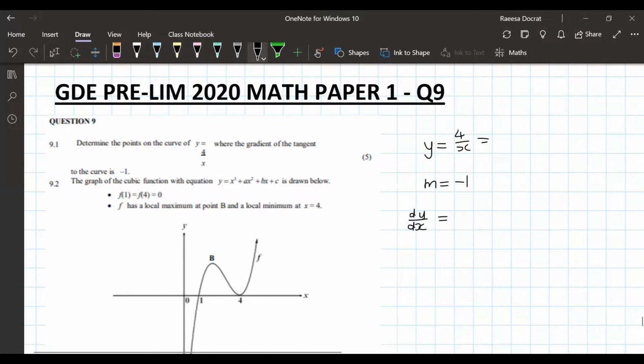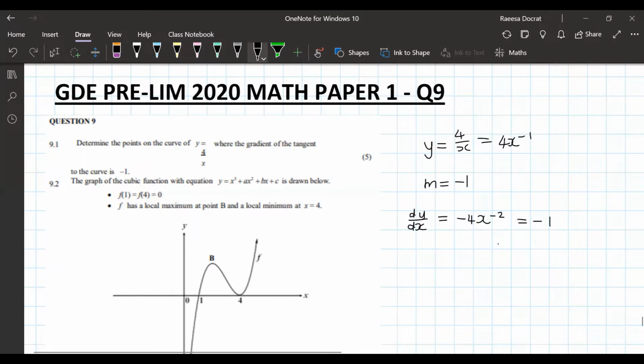So this here I can write as 4 times x to the power of -1. And when I use my rules, I get -4x to the power of -2. So to find the gradient, we know that the derivative is equal to the gradient evaluated at that point. So we're going to equate the derivative, which is the derivative at any point, to the gradient of the tangent, -1, and then we're going to solve for x.